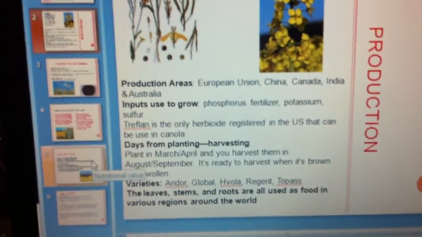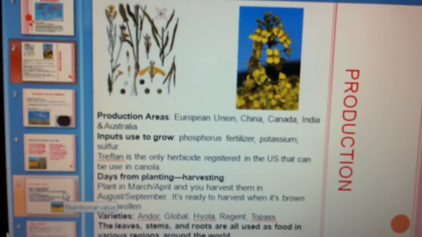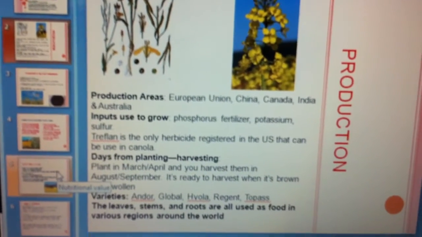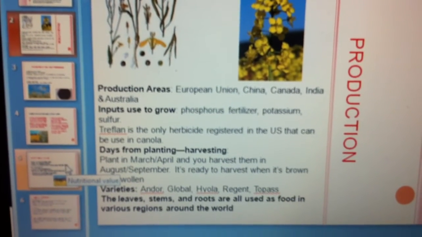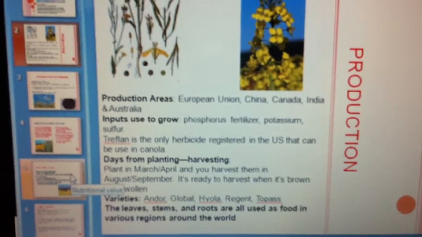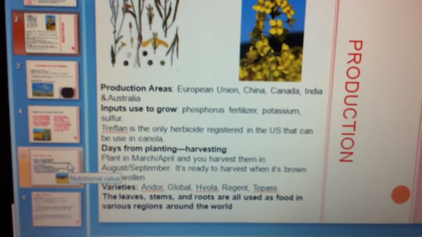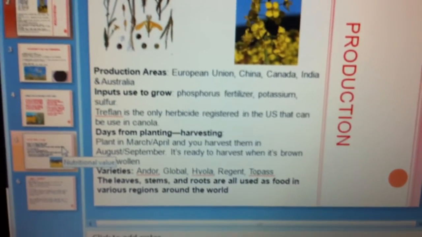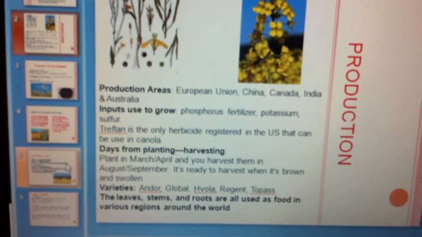Next off, I'm going to talk to you guys more about the production of rapeseed. The 5 main top production areas include the European Union, China, Canada, India, and Australia. Inputs that we put into the rapeseed for it to grow are phosphorus fertilizer, potassium, and sulfur. Trifluralin is also one of the only herbicides registered in the U.S. that can be used in canola.